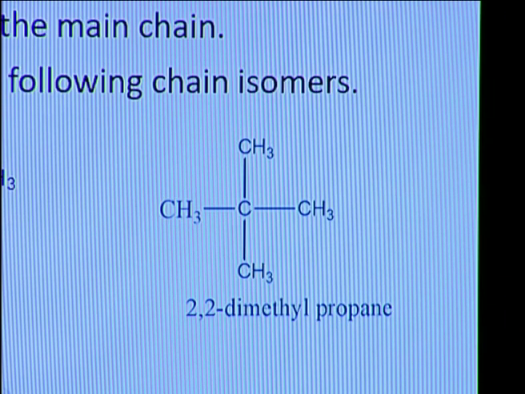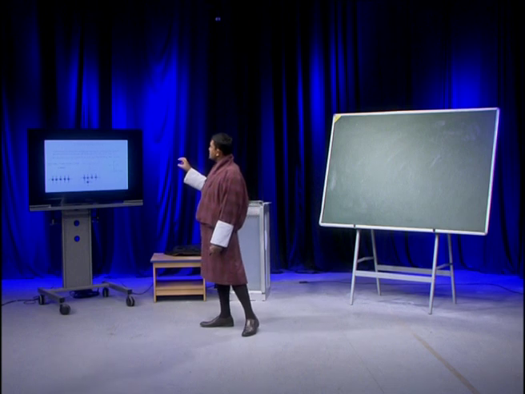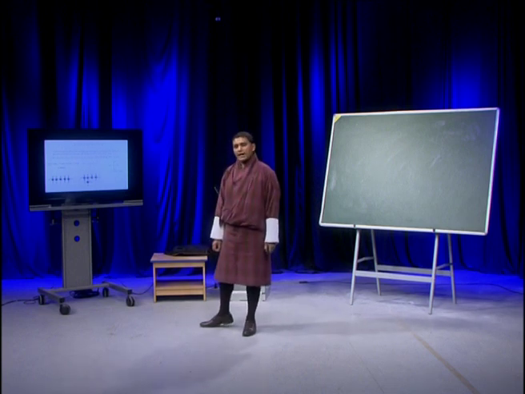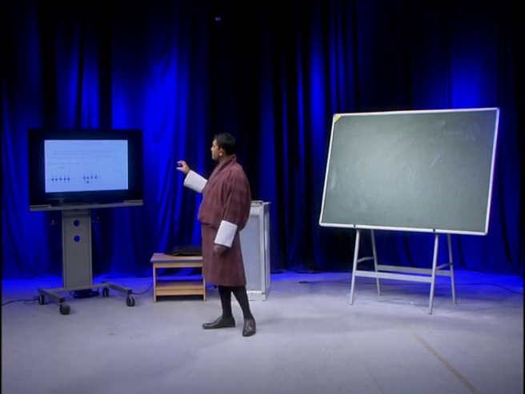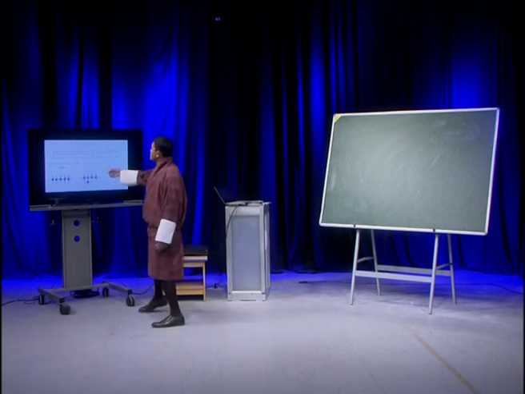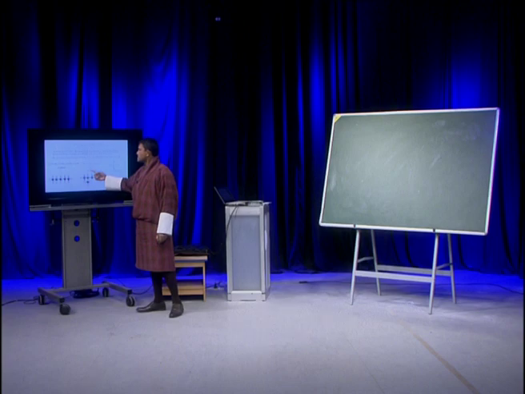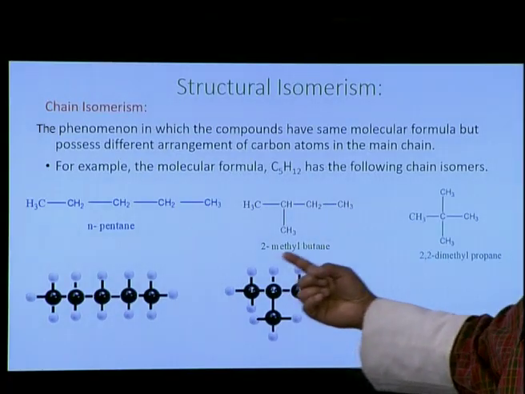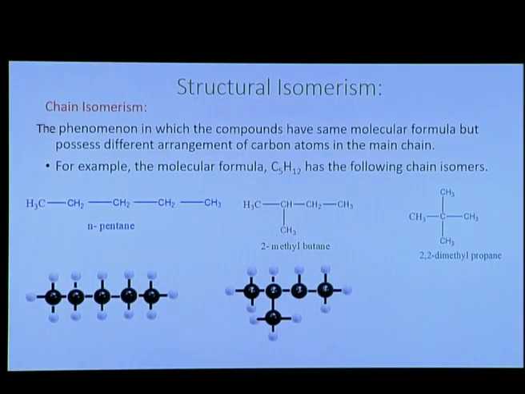So, this is called chain isomerism. All of these compounds are called chain isomers. They basically differ in terms of the chain. This one is a straight chain, and the others become branched chains. So, these are chain isomers.